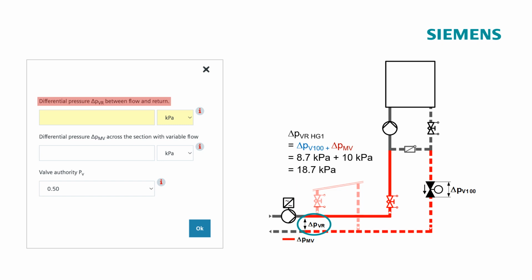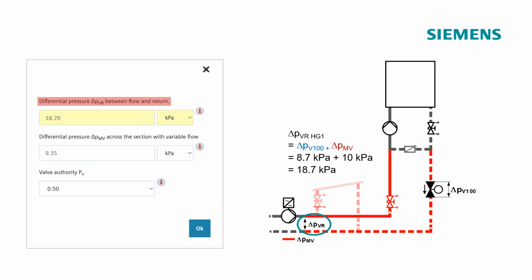This means that the main pump presses the water from this point also into the heating group 2 with the same pressure. The value for delta PVR of 18.7 kPa can be entered directly. A delta PMV of 9.35 kPa is now displayed at a valve authority PV of 0.5.